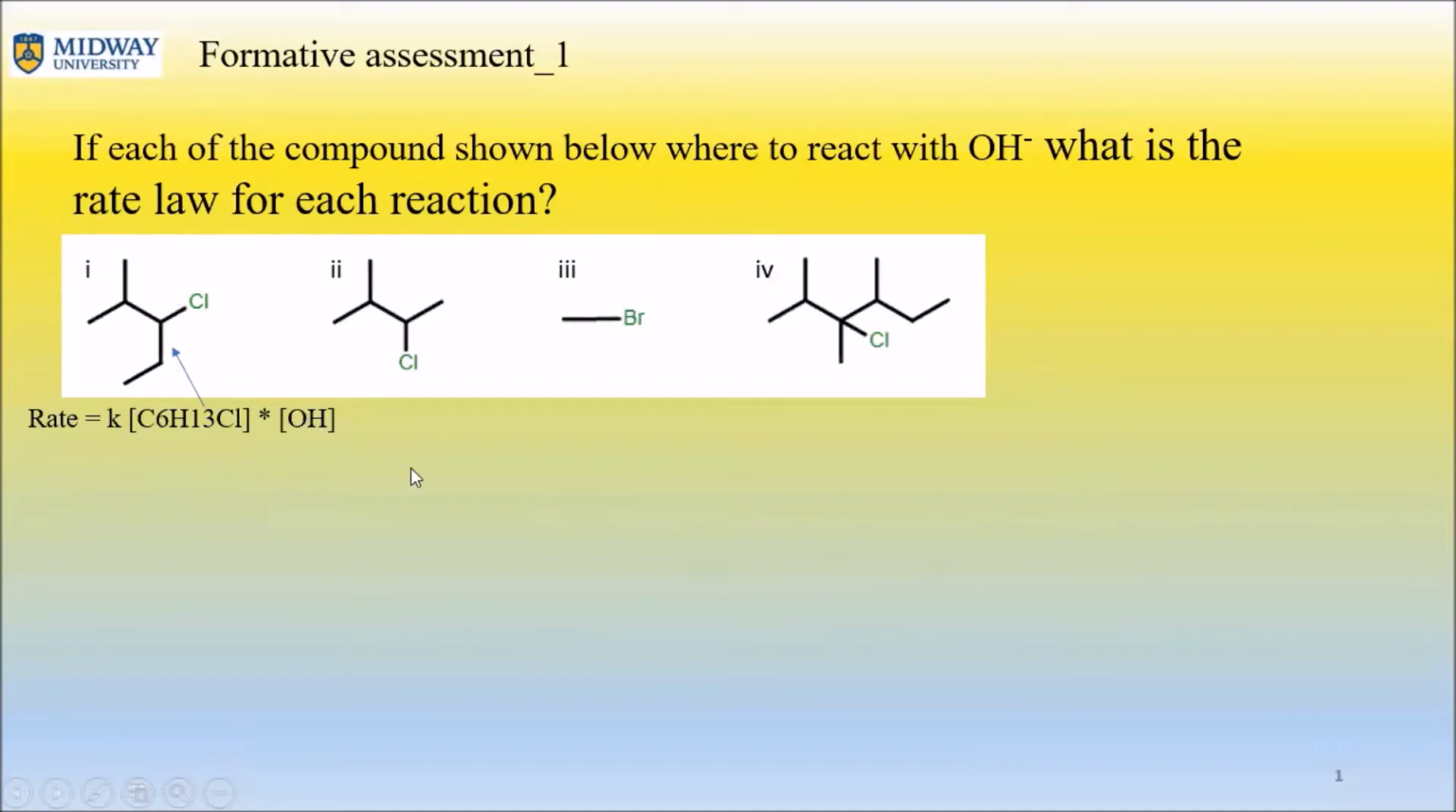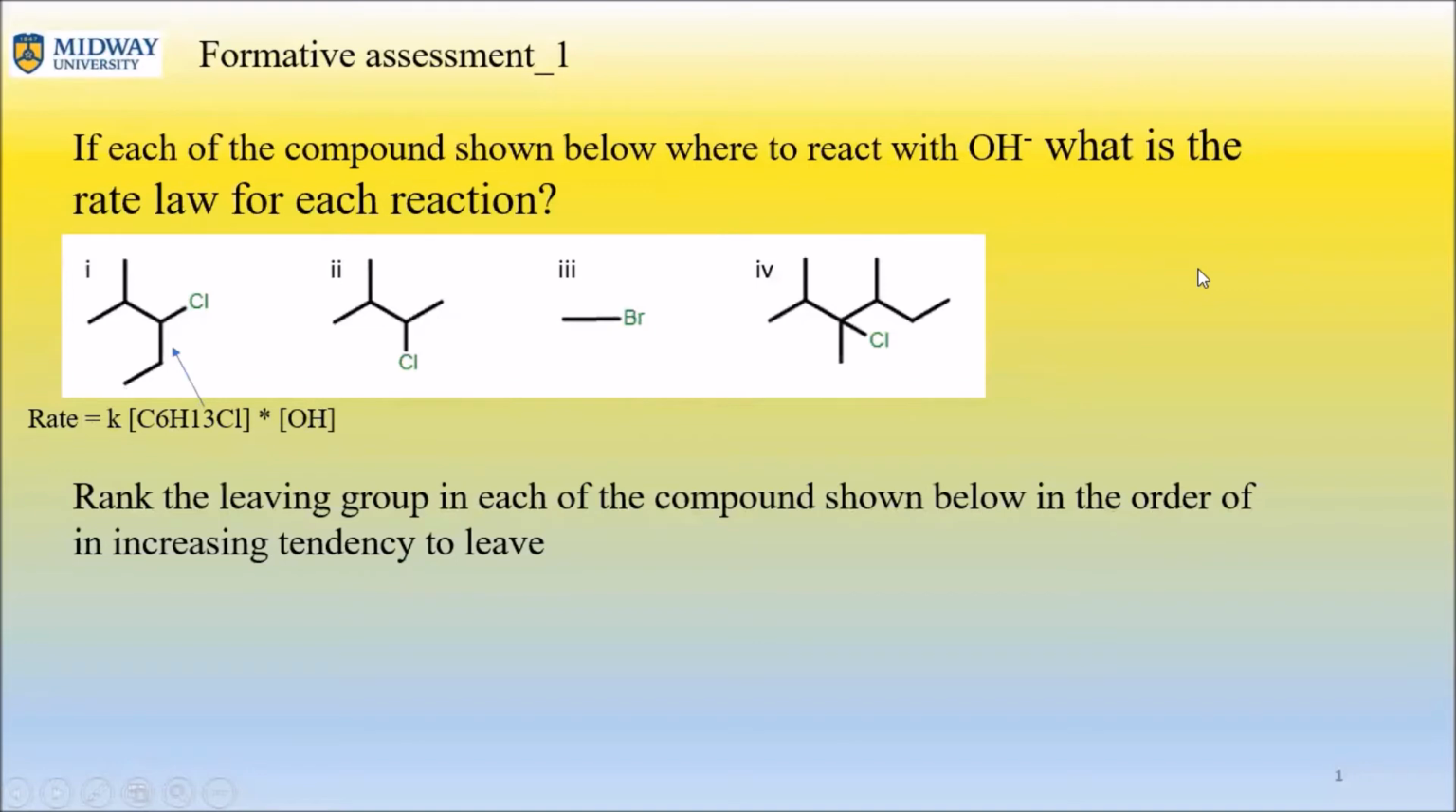Now, why did I write it as a second order rate law? Because I know this is an SN2, right? Because we determined this is a secondary carbon substrate, so it will undergo SN2. SN2 is a second order reaction, meaning it depends on the concentration of both the reactant and the incoming nucleophile. So you can do similar for the remaining ones, provided you know from the previous question which ones are SN2 and which ones are SN1.